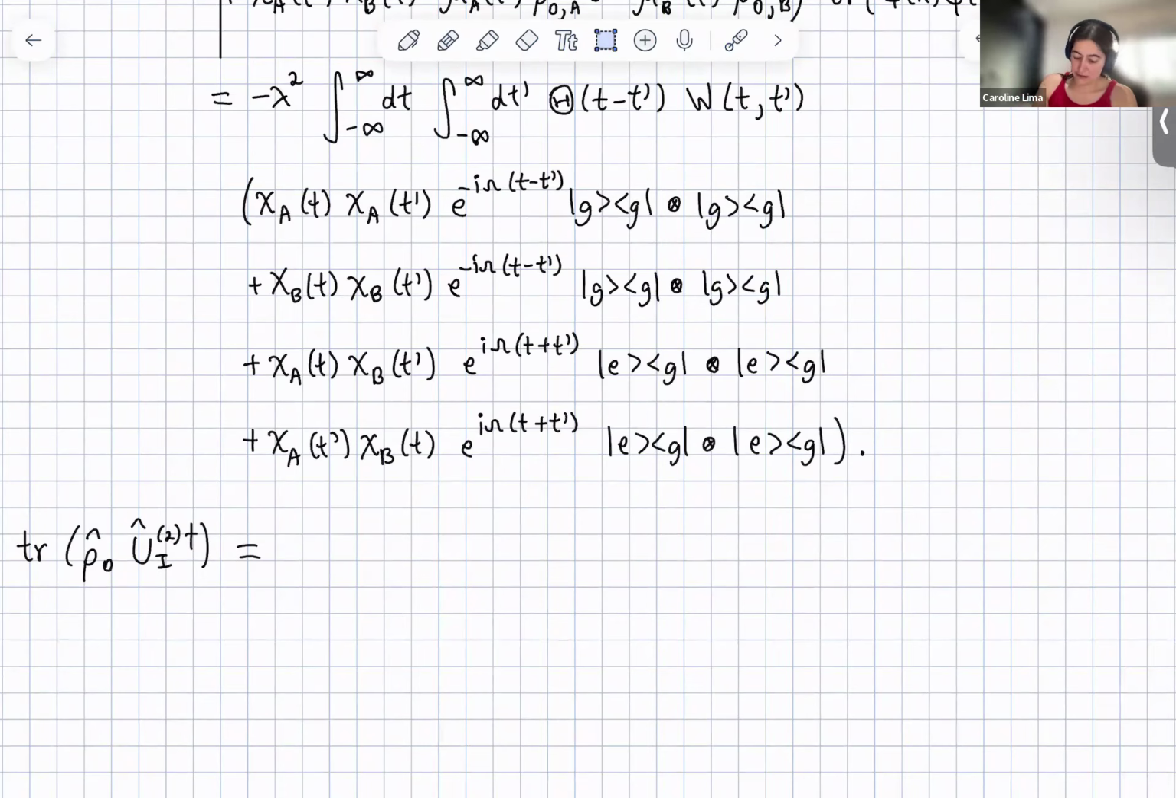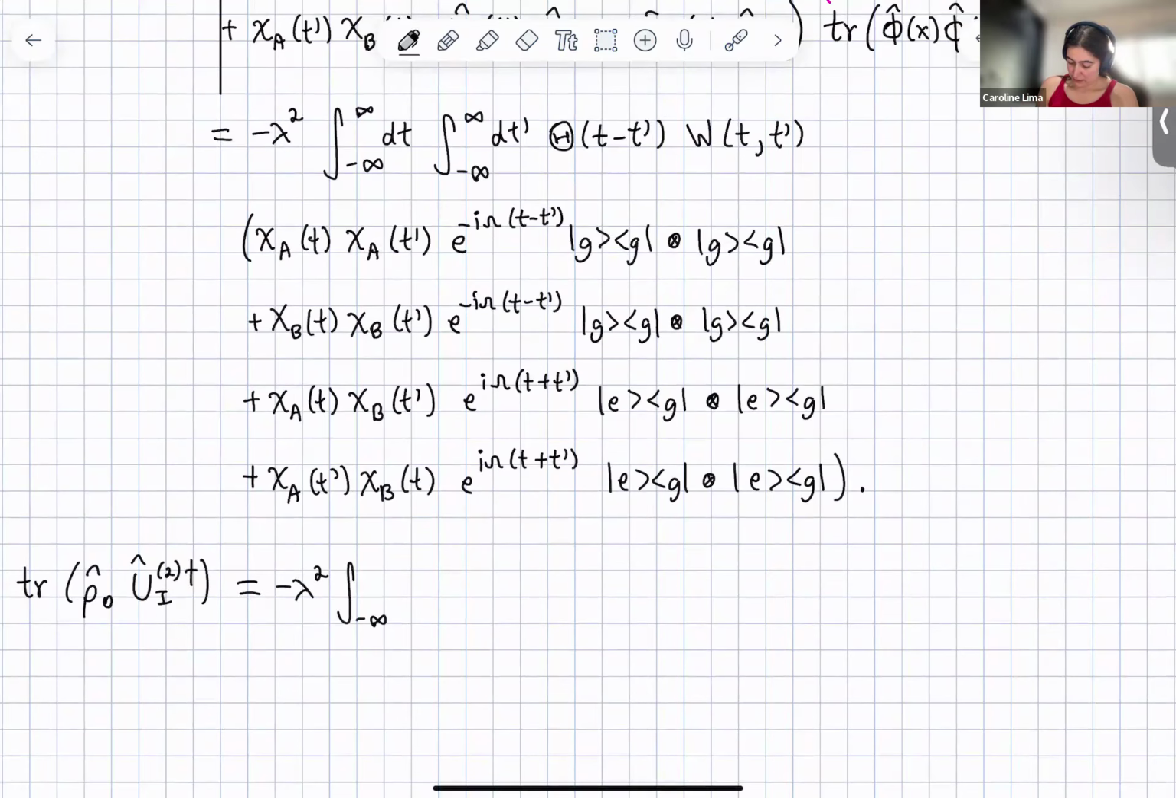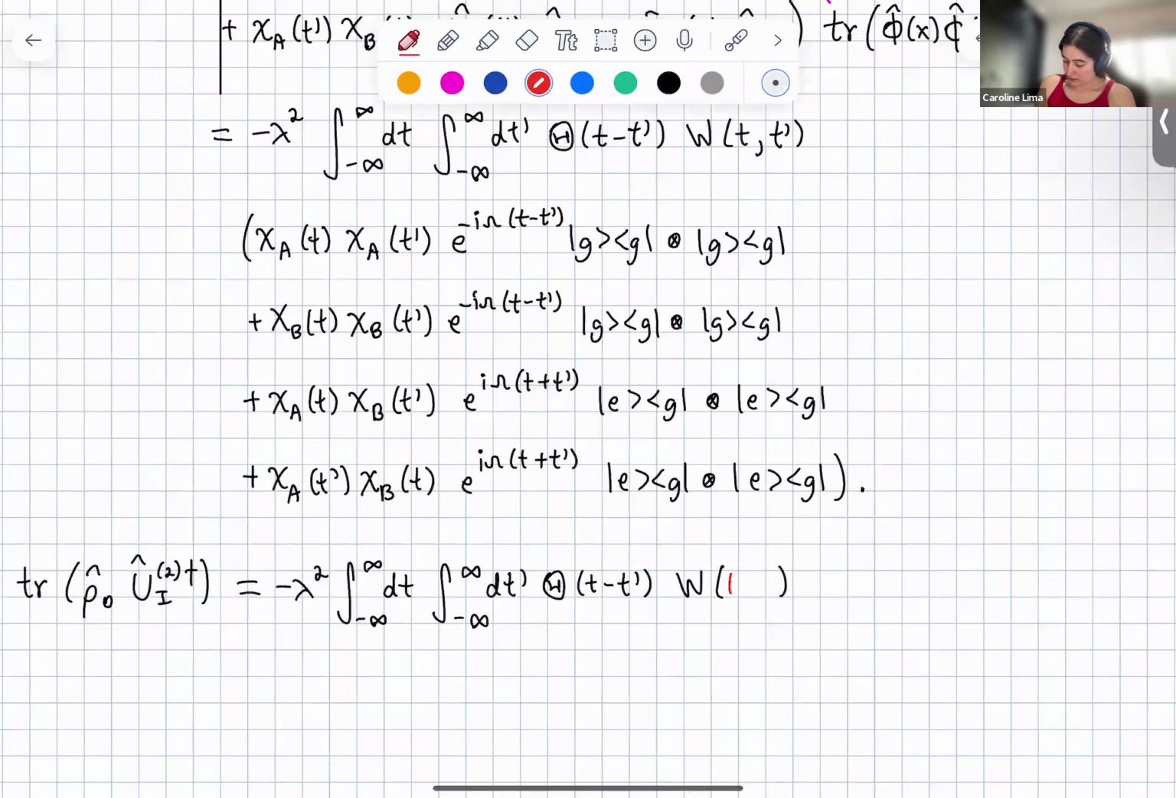So this is going to give us, let me write down, minus lambda square. So the integrals are now going to change. The Heaviside is still the same. The Wightman is going to change. Let me just put in another color so you guys notice. So this is going to swap, okay? Because the conjugate of the Wightman is just swapping the arguments.